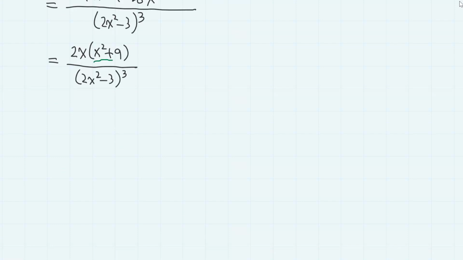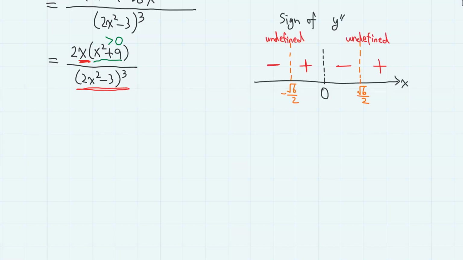Here, notice that x squared plus 9 is positive, so the sign of the second derivative depends on the sign of this x and this 2x squared minus 3 cubed. And you can easily identify the sign to obtain this result. Negative, positive, negative, positive. And at x equals 0, the second derivative becomes 0.